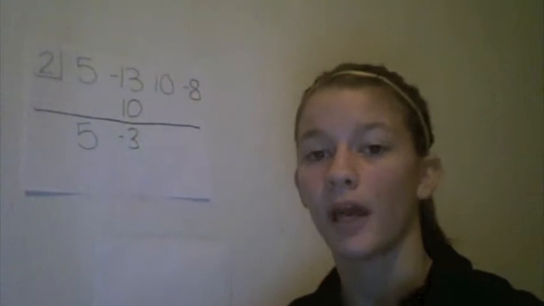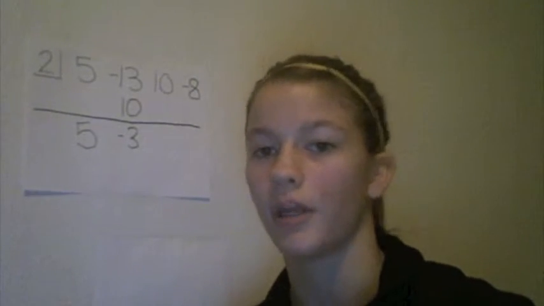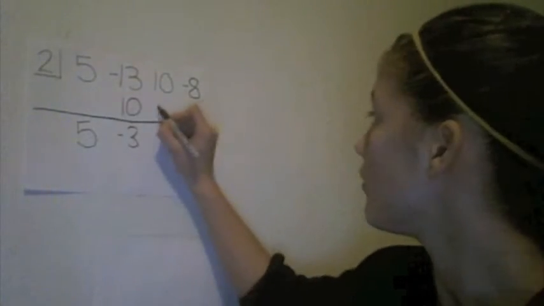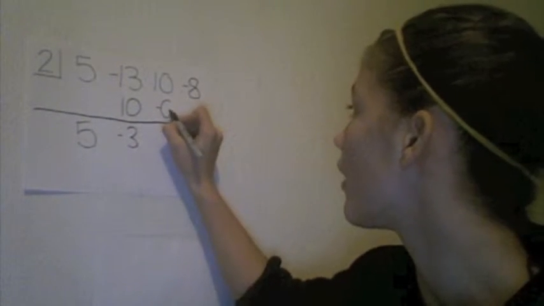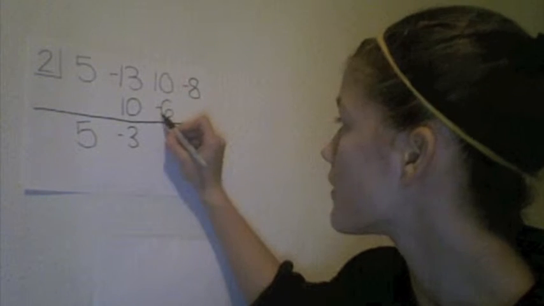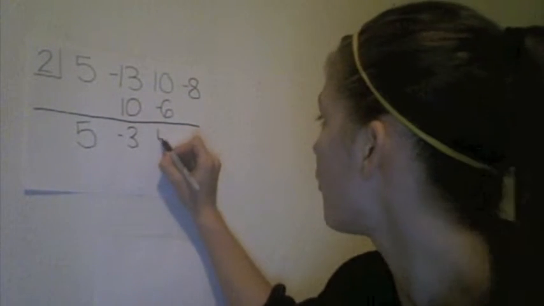For the fourth step, I pretty much do what I did for the third step. And I take this negative 3 times 2, and I get negative 6. And then I take this 10 plus a negative 6 and get 4.